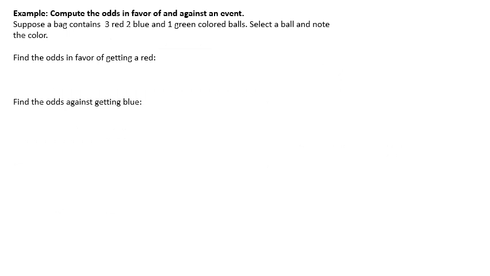Once again, you should be stopping the video, working the problem, and then watching the video, right? So you read the problem. We want to find the odds in favor of getting a red. In favor. So how many ways can you get a red? 3. How many ways can you get something that is not red? 2 blue, 1 green, 3. So 3 over 3, which is 1. Another way of writing this is 1 to 1, or working with colons, 1 to 1.